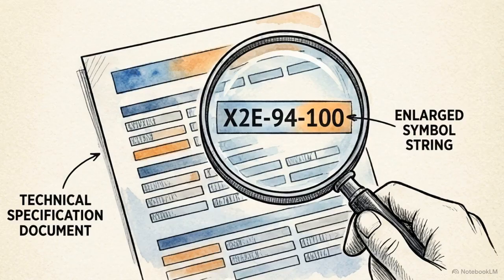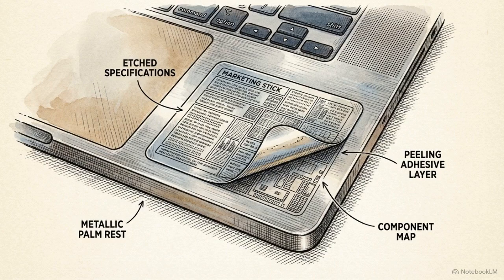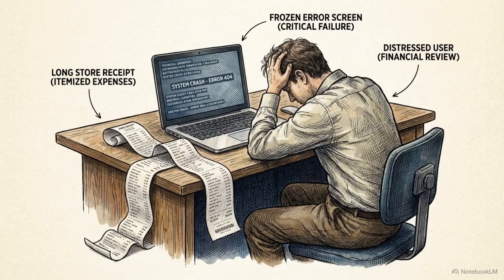To protect yourself, check the literal SKU codes in the fine print. You want to see X2E 94100, not the slower 88100. You have to ignore the shiny laptop stickers and dig straight into the spec sheets. Otherwise, you risk overpaying for a machine that is slower than the marketing implies.